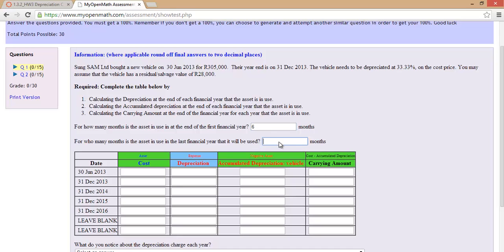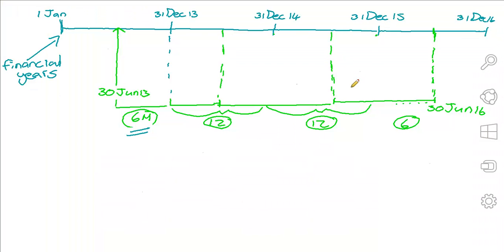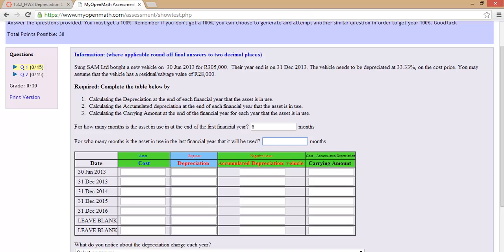Next question, for how many months is the asset in use in the last financial year that it will be used? So if we go to our timeline again, you can see quite easily the last financial year runs from 31 December 2015 to 30 June 2016. So if I count the months here, January, February, March, April, May, and June. That is going to be 1, 2, 3, 4, 5, 6 months. Right, so this one again, 6 months as well.